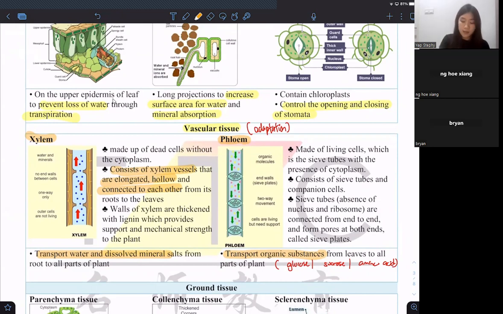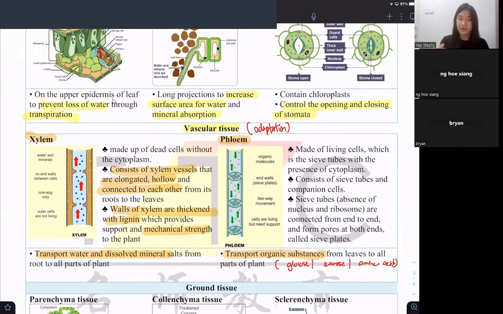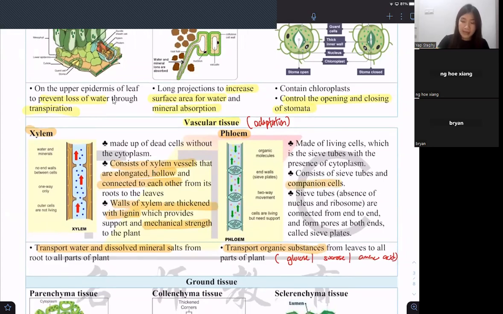For the second one, the wall of the xylem is thickened by lignin. Because the water has pressure, if you transport more water, you have more pressure inside. So you want to protect the xylem. Understand? And also the lignin can provide mechanical strength for the plant. So it can support the plant. Okay, yeah, for this. And then for the phloem, it consists of the companion cell.